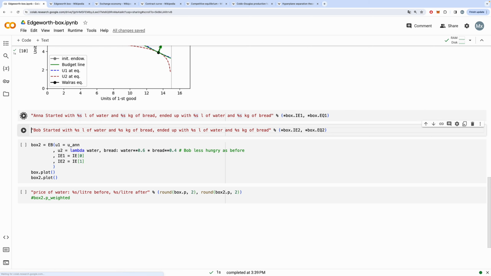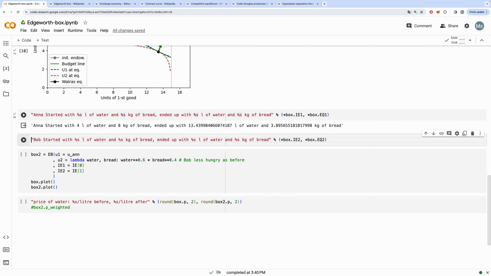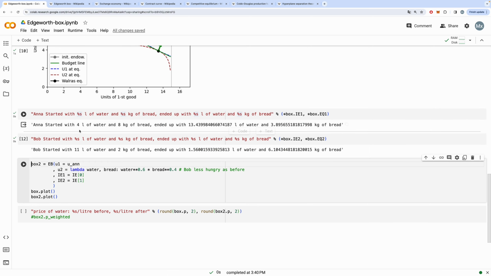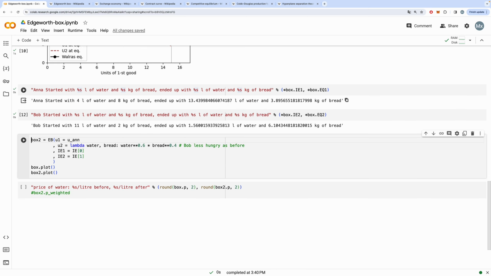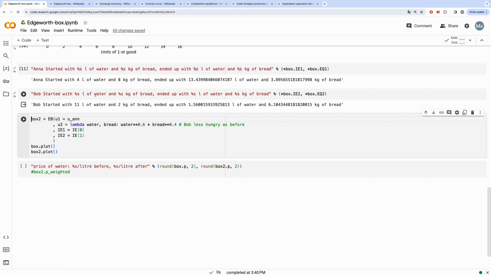Let's pull off a few statements. So Anna started with 4 liters of water and 8 kilograms of bread and ended up with more water and less bread. So she exchanged bread for water.